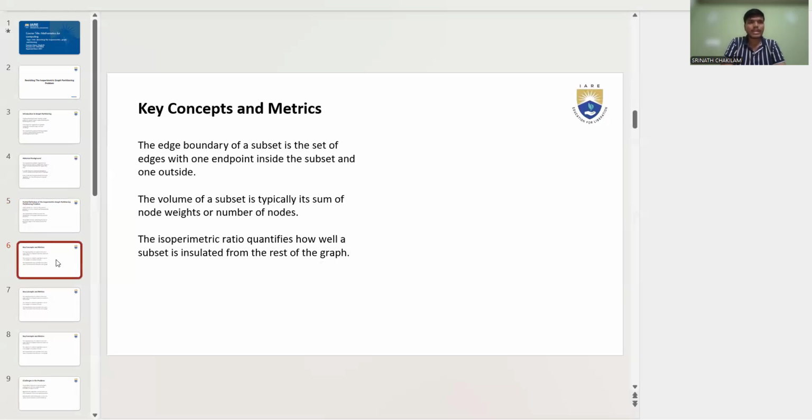And next is the key concepts and metrics. The edge boundary of a subset is the set of edges with one endpoint inside the subset and one outside. The volume of a subset is typically the sum of its node weights or number of nodes. The isoperimetric ratio quantifies how well a subset is insulated from the rest of the graph.